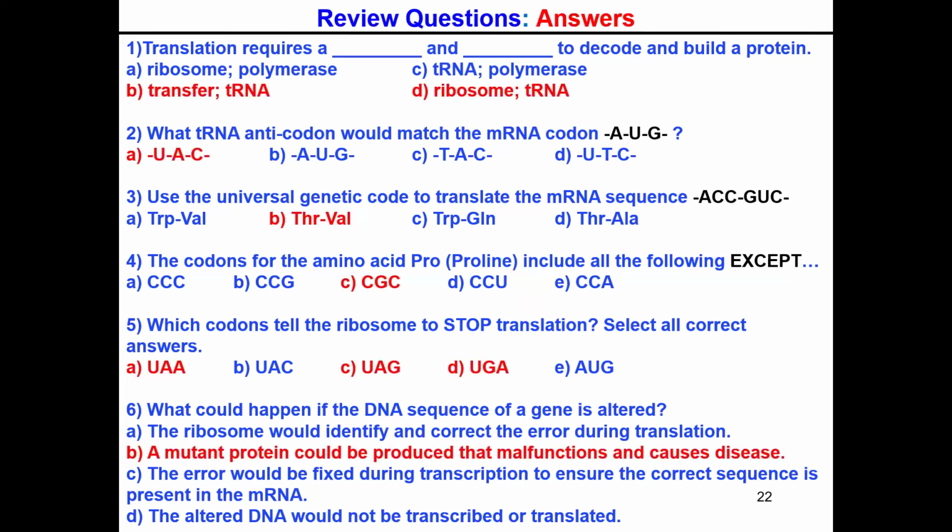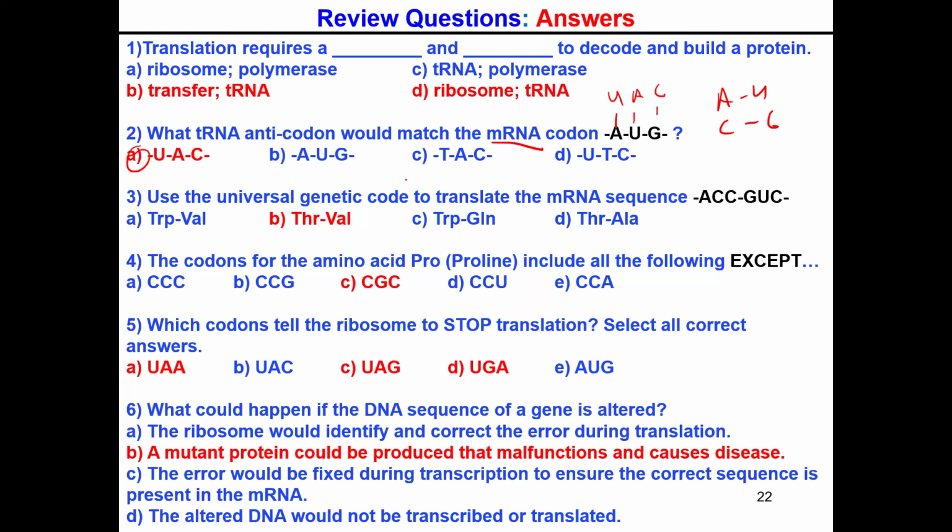All right, so coming back, this is what you should have gotten. Translation requires a transfer RNA, or tRNA, to decode and build a protein. What tRNA anticodon would match with the mRNA codon AUG? Remember, we're just figuring out what the complementary set is going to be. When it comes to RNA, remember, it's going to be A, U, then C, and G. So over here, you can see A should go with U, and then our U should go with A, and then our G should go with C. You can see that is exactly what that is right there.